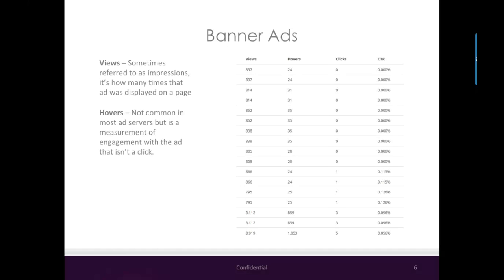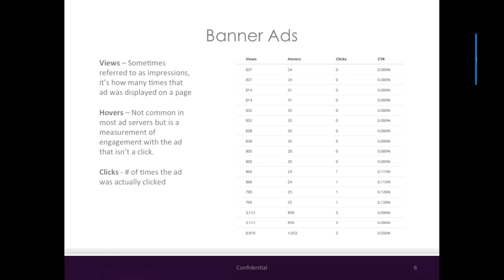I'm not sure what the threshold is with BroadStreet in terms of triggering the hover statistic, but if you see some push downs having a shockingly high hover rate, it's likely because of that. However, again, it's a nice proxy for engagement that highlights especially sidebar and certain types of ads.